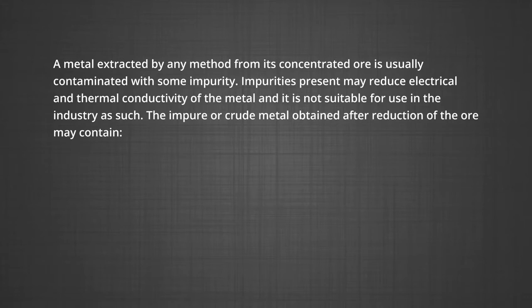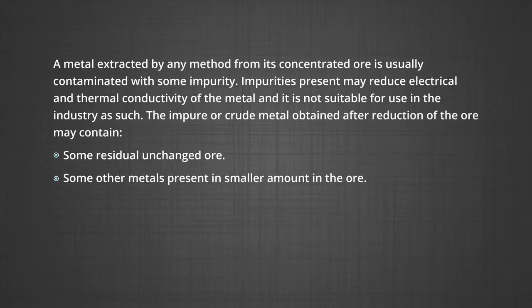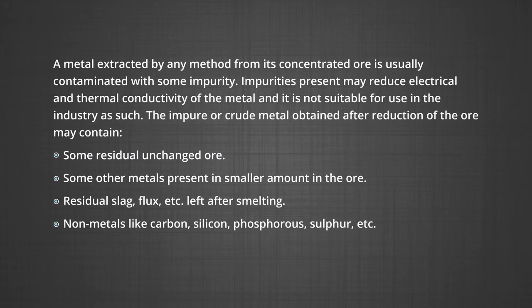industry as such. The impure or crude metal obtained after reduction of the ore may contain some residual unchanged ore, some other metal present in smaller amount in the ore, residual slag, flux, etc. left after smelting, non-metals like carbon, silicon, phosphorus, sulfur, etc.